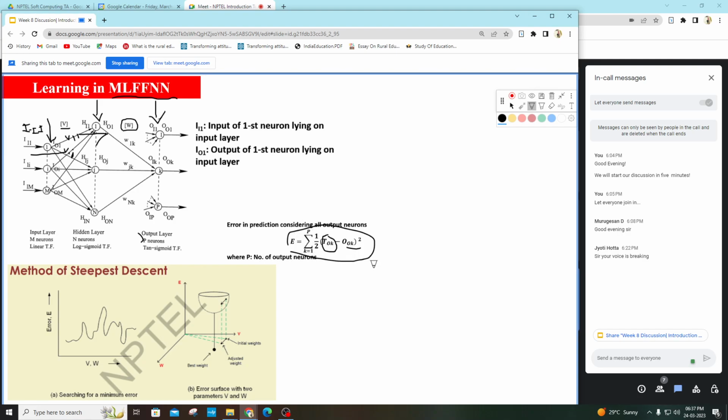Like if the total number of neurons is p, we are adding all the errors of all these neurons, and what we are predicting is the error from the network. Now when we have the error, we are seeing how this error varies with weights. So we have two types of weight, right? For the input and hidden layer connection we have V weights, and for the hidden and output layer connection we have W weights.